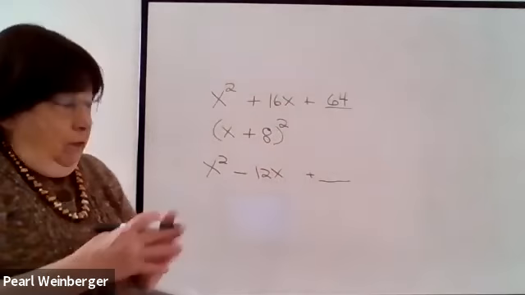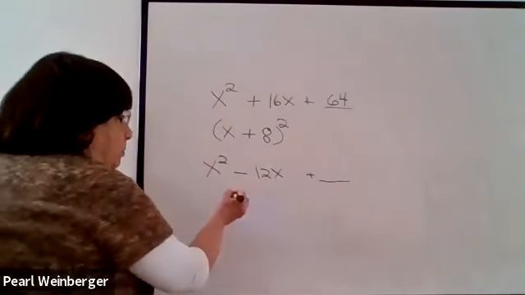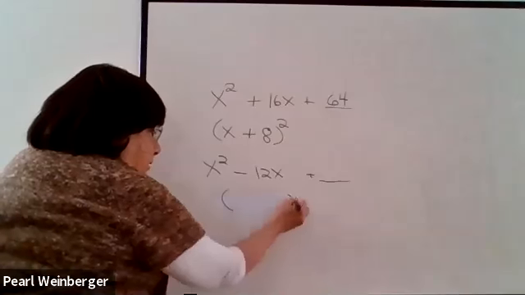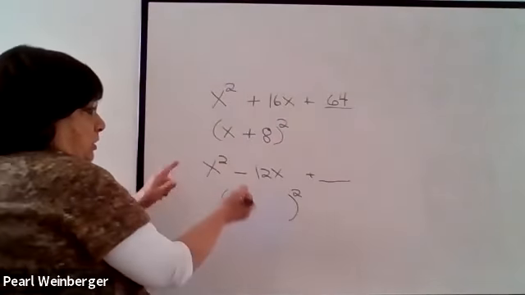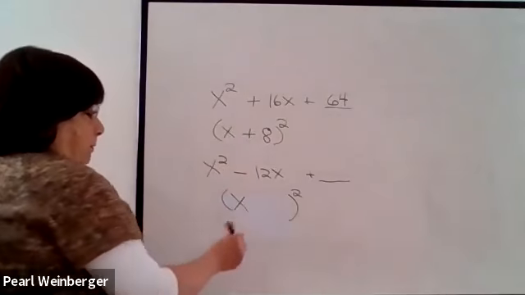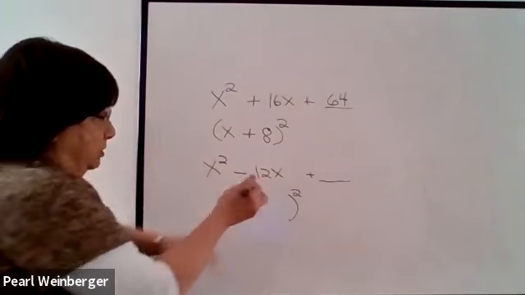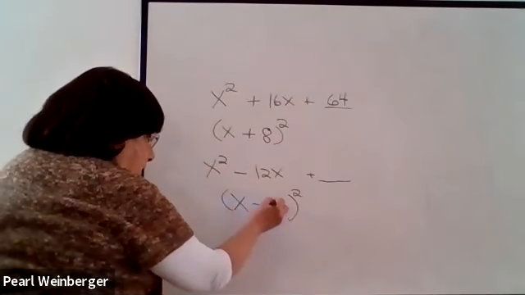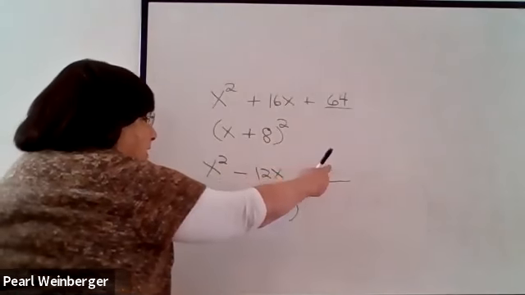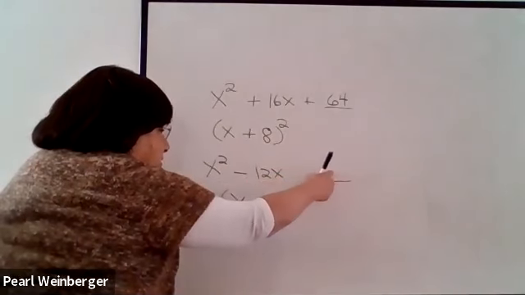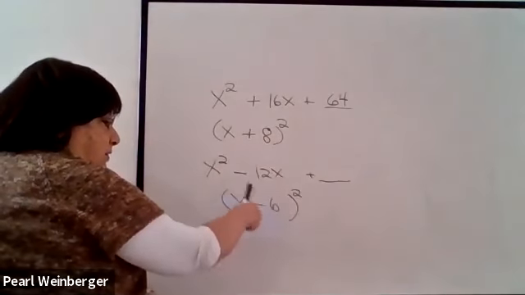And we want to make it into a perfect square binomial. So here's my binomial that's going to be squared. The first term is going to be x. The second term is going to be half of this number, which is -6, because this was a -12. And the number that I have to add to make this into a perfect square binomial is this -6 squared.